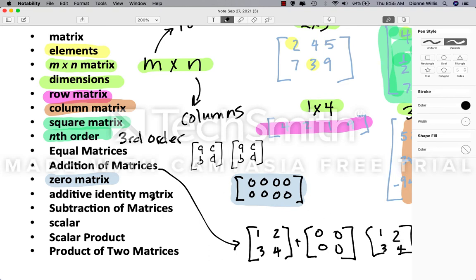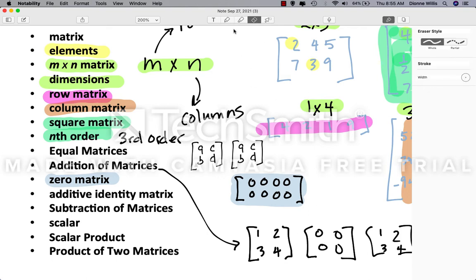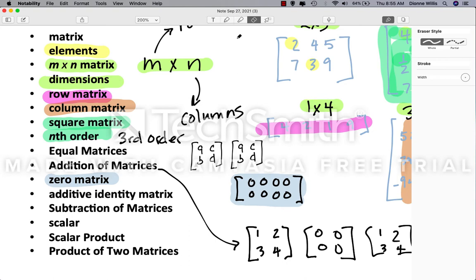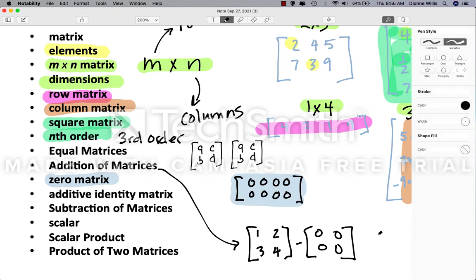So additive identity, subtraction of matrices, very similar to addition of matrices, except you're subtracting, the same thing applies. You definitely need to have the same exact sizes. And so we are really subtracting element for element. So if I were to subtract these two matrices, I've just changed that to subtraction, it would be 1 minus... well, let's change this one. I know I don't need to do this. You guys know what I'm talking about.